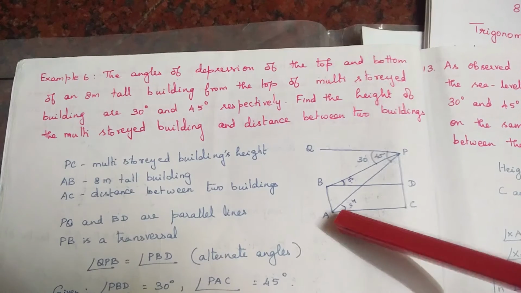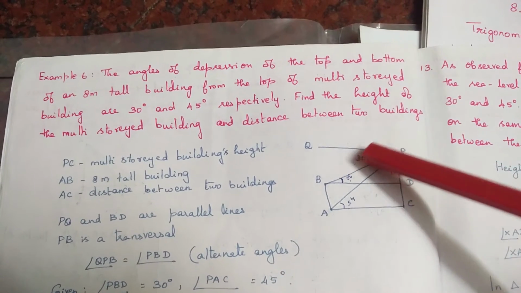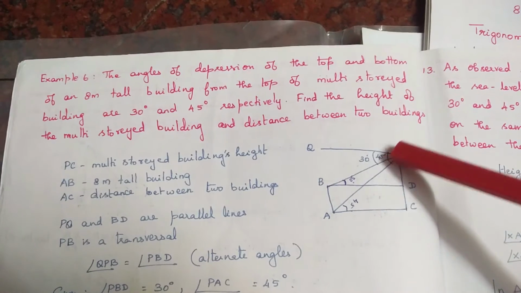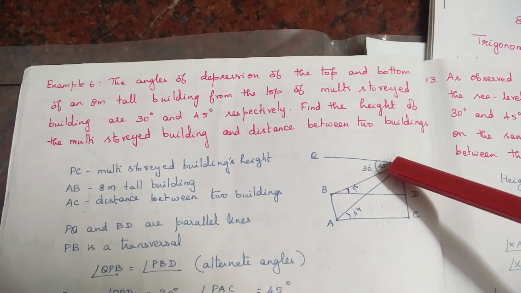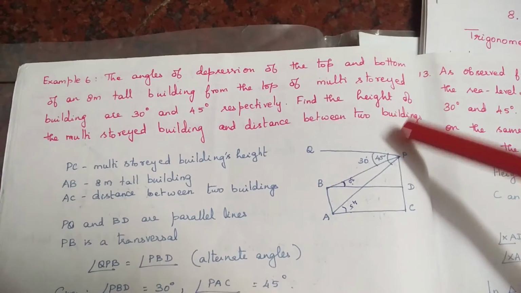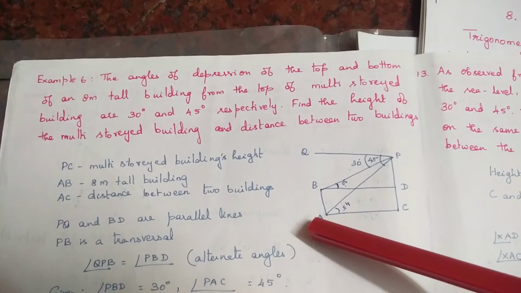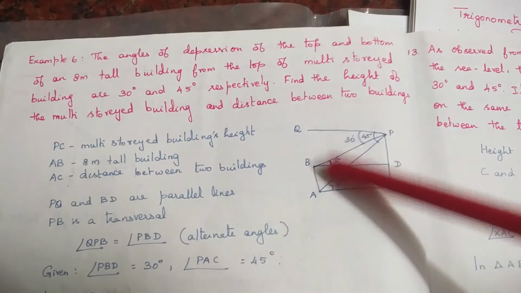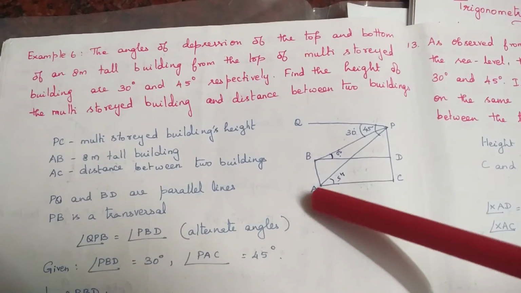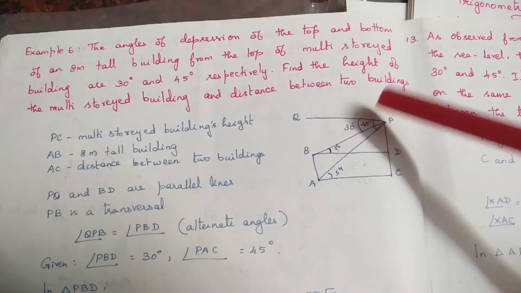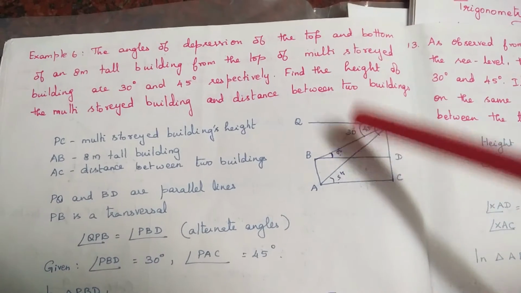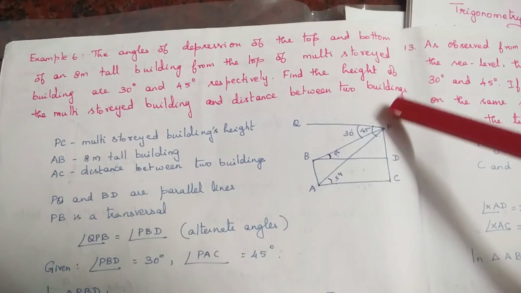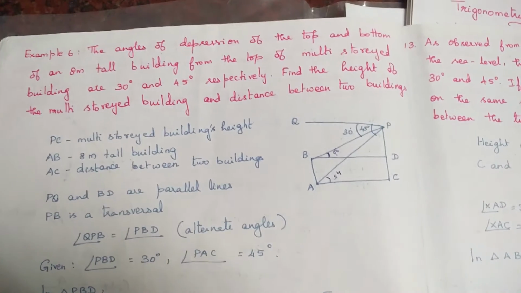Okay, so from the top of the tall building, this angle comes as 30 degrees. For the bottom of it, the angle goes down to 45 degrees. So PC is the multi-storied building's height, AB is the tall building, and AC is the distance between them. PQ and AC are parallel lines. You have to draw this one because your eyes will be there itself. Your head height is PQ, straight like this.